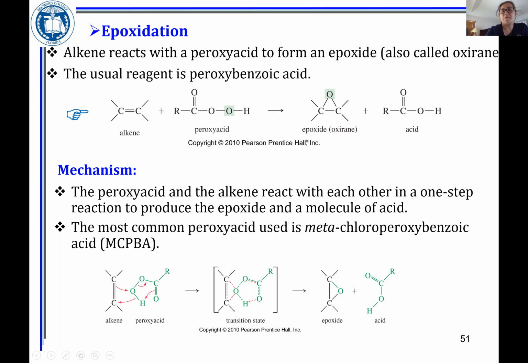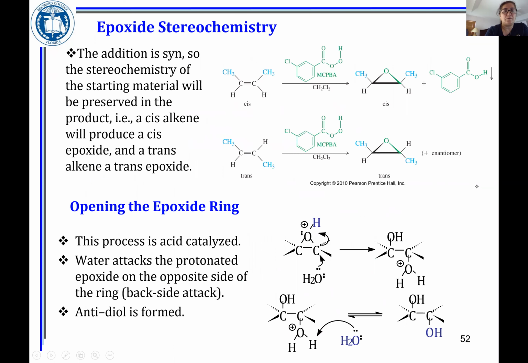So we talked about the formation of the epoxide already, and now opening of the epoxide ring. The opening of the epoxide ring, you have to bring a nucleophile. It can be in acidic solution or it could be in basic solution. That's the only part that you have to pay attention to.